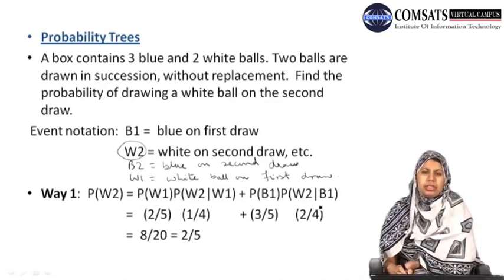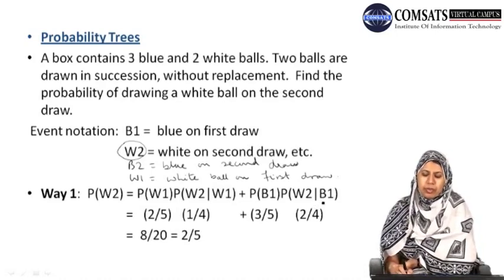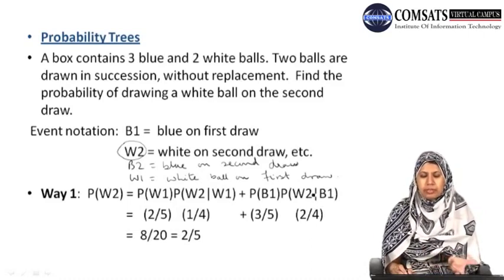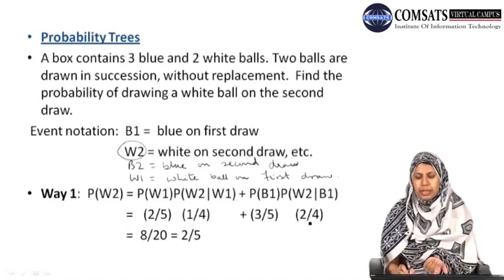The probability that we will obtain a white ball on the second draw, provided that we have obtained a blue ball on the first draw. The case is without replacement, so in total we are left with 4 balls and both the white balls are still in our box, which means that we can obtain any 2 of the white balls from the rest of the 4 balls. So this conditional probability is 2 by 4.